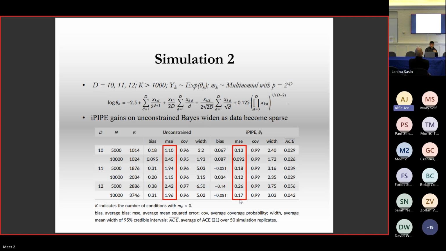our estimation. And I published one method, and there are other methods we can use, monotone regression, but I think IPipe is so far the method that can handle this kind of dimension of data problem. This is a high-dimensional problem.